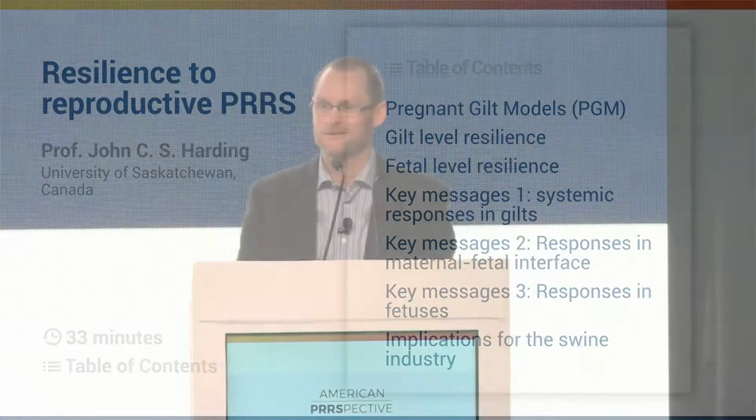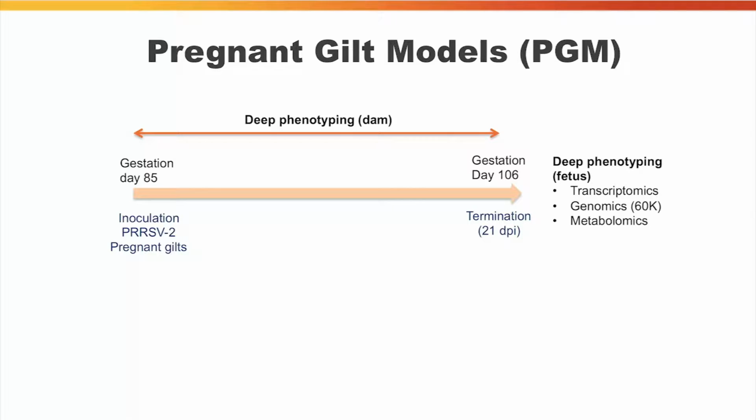I'm here today to share with you some of the results we have from our PRRS reproductive research. So we've conducted a number of animal trials over the last 5 years, and collectively they're known as the pregnant gilt models, and have a number of papers published.